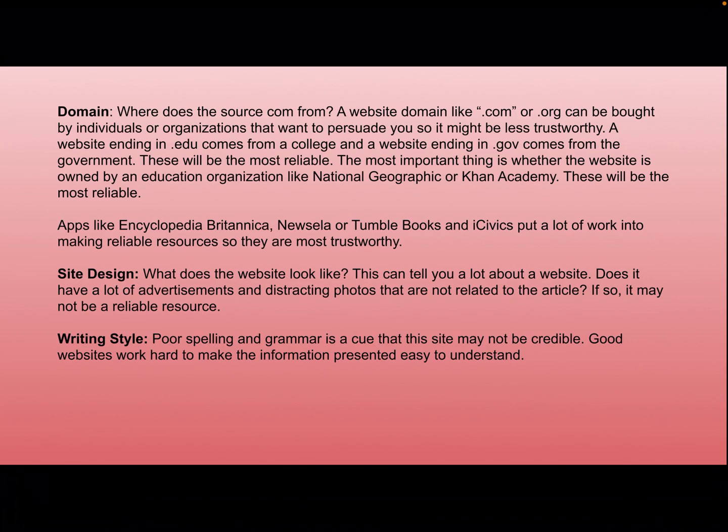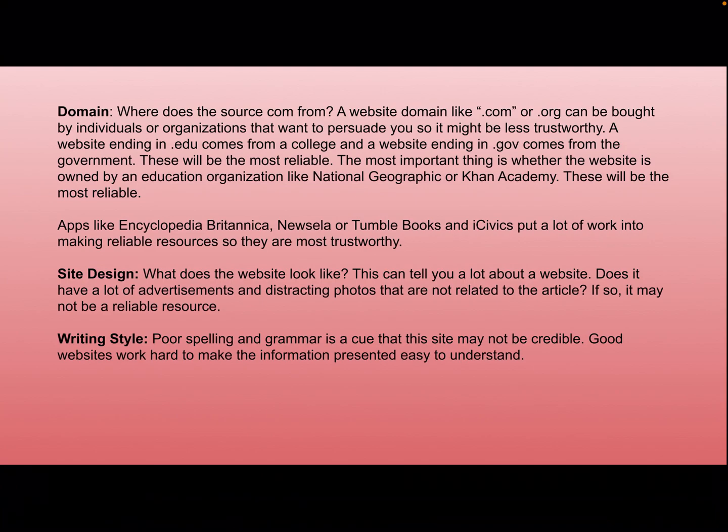So it might be a little less trustworthy rather than a website that says .edu or .gov that would come from a university or college. Those are the most reliable. It doesn't mean if it says .com or .org that it's not reliable. It just means that you want to look at who this organization is and what they probably want me to think. It just helps you think about where they are coming from.